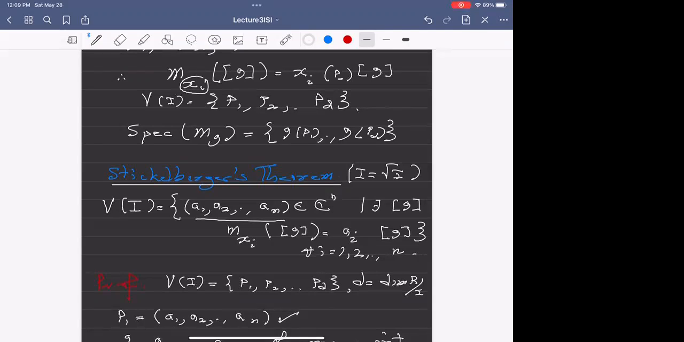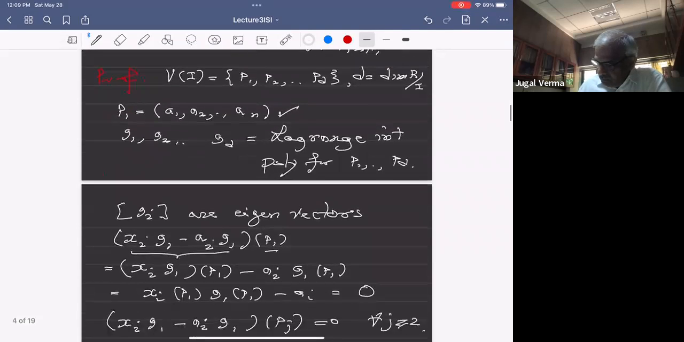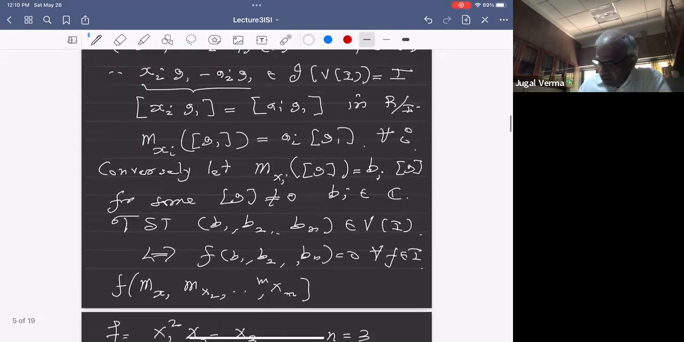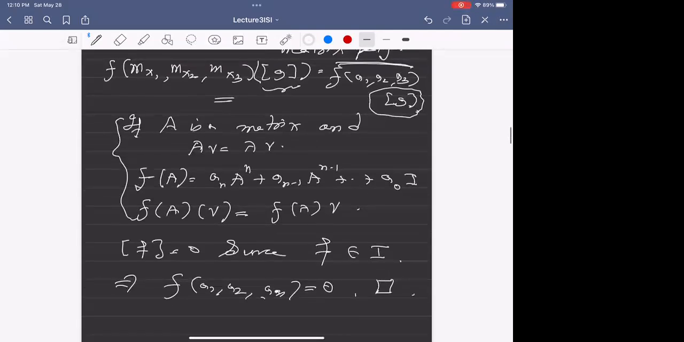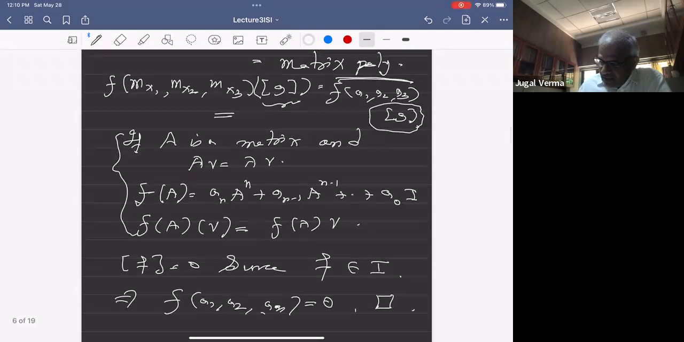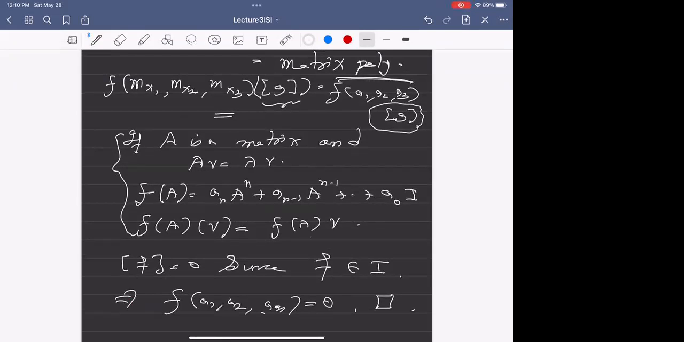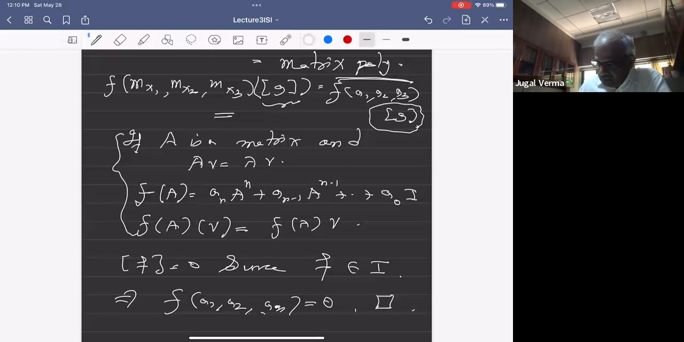Could you go to the last part again? The Stickelberger theorem? Yes, sir. I did not understand how this works. Do you understand the one variable case?